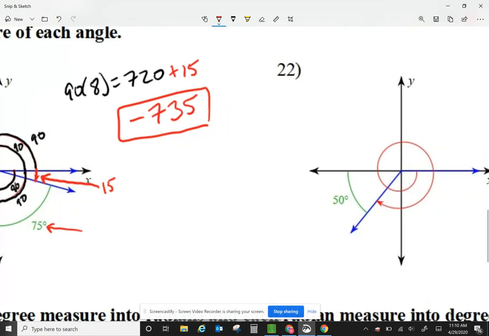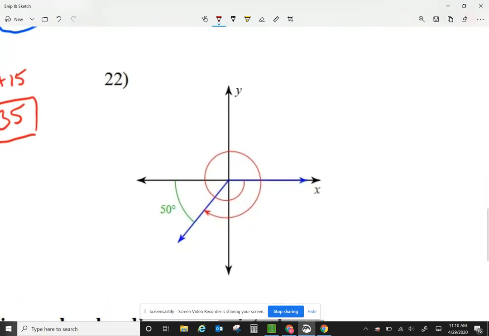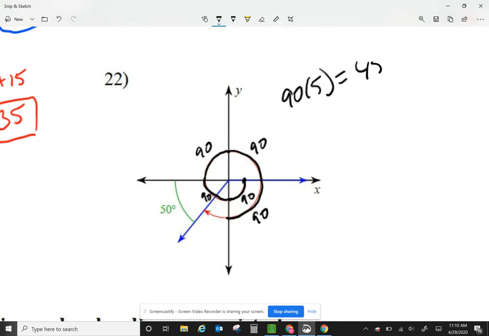Now let's take a look at number 22. I'm going to start here. And I know that that's 90. That's another 90. That's another 90 degrees. That's another 90 degrees. And that's another 90 degrees. So I have 5 90s. I'm just thinking 90 times 5 is 450. So in black, I have 450.